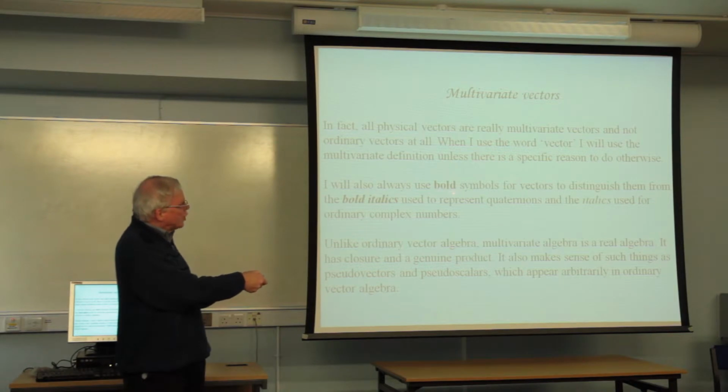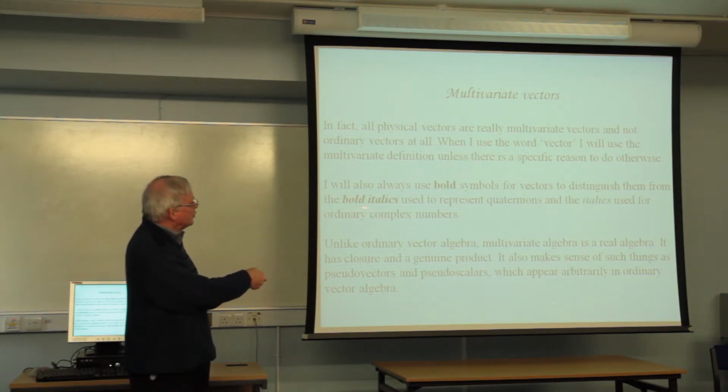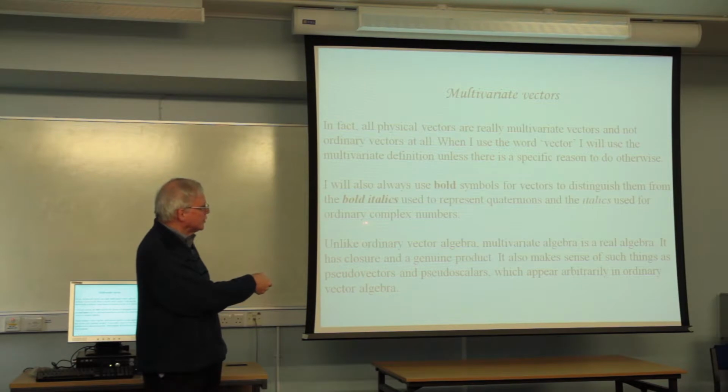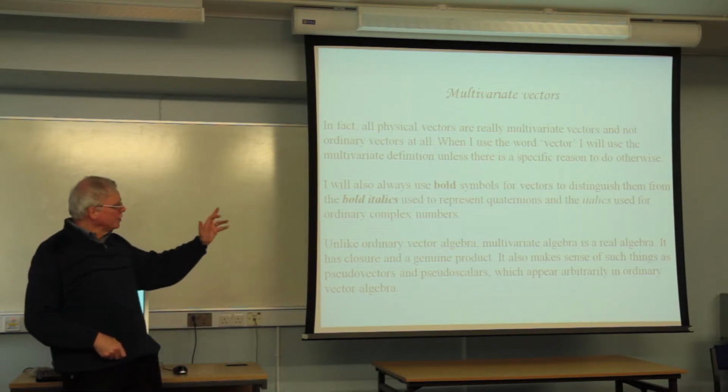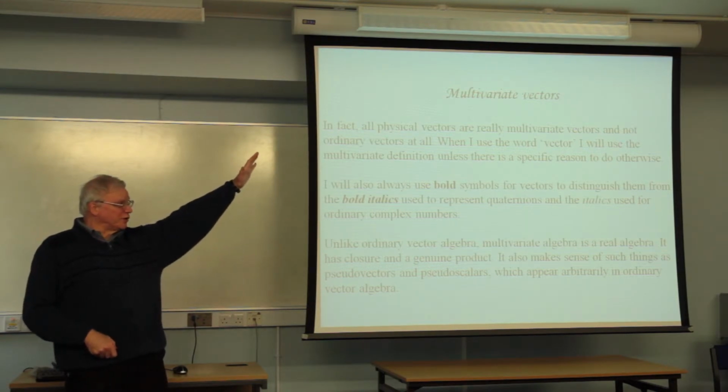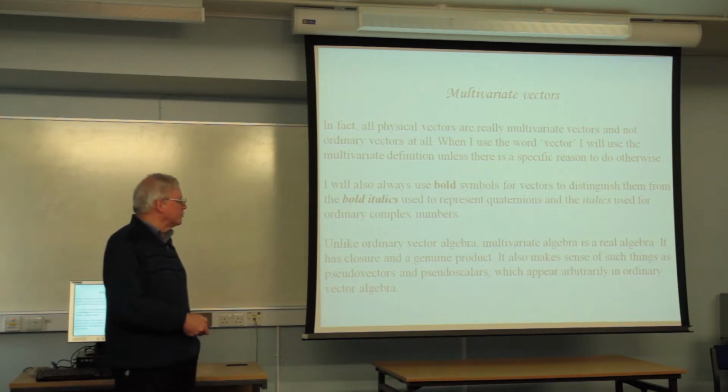I will also use bold symbols for vectors as opposed to bold italics to represent quaternions, and italics are ordinary complex numbers. As I say, bold means three-dimensional. Italic, any slanting, means minus one, null.